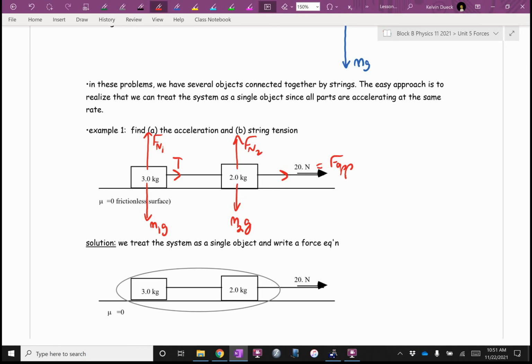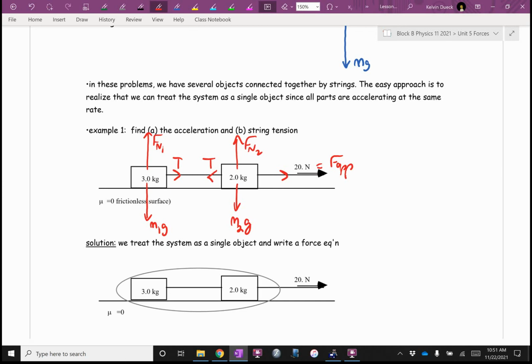And the one that we're missing is because forces come in pairs. What are we missing? Tension is slowing the 2 down as it's speeding the 3 up. There's always tension on both ends of a rope if they're connected to things. There's our equation.